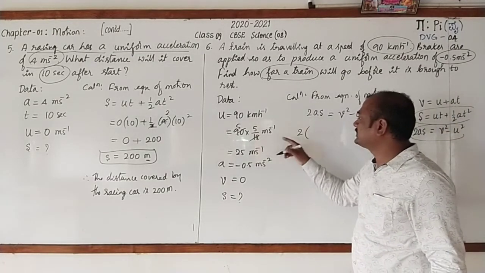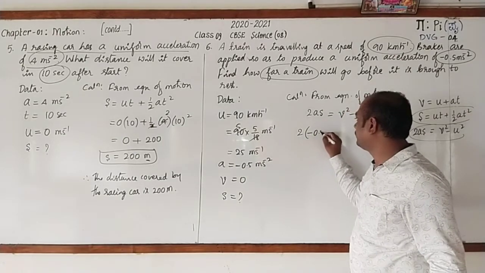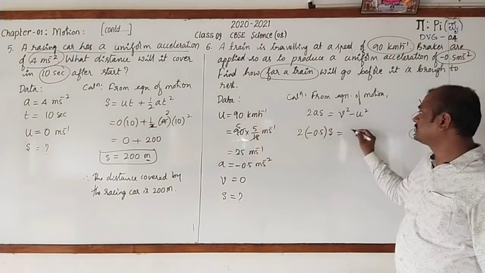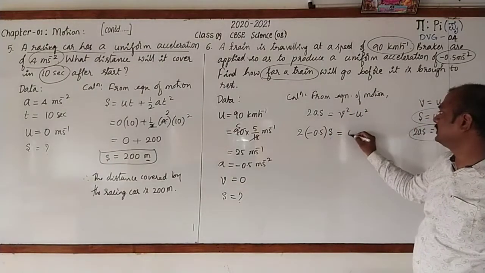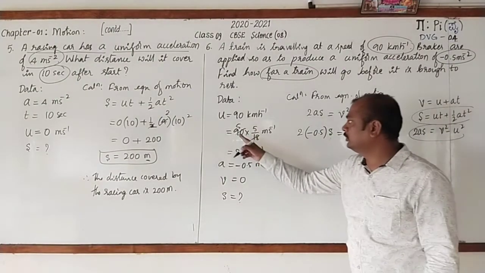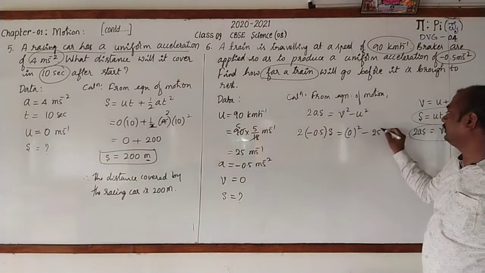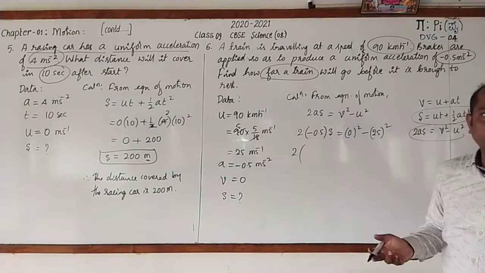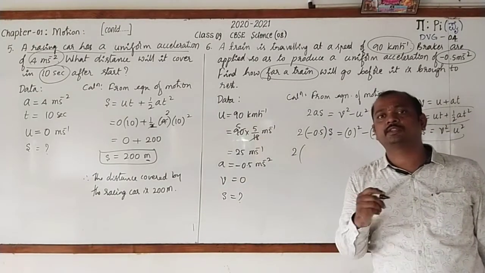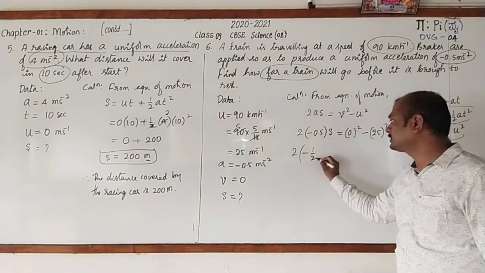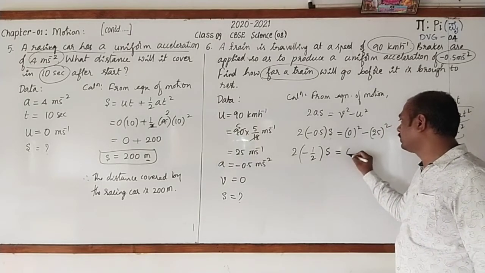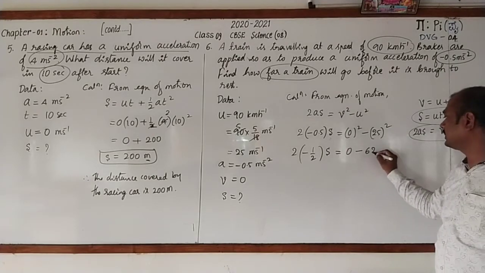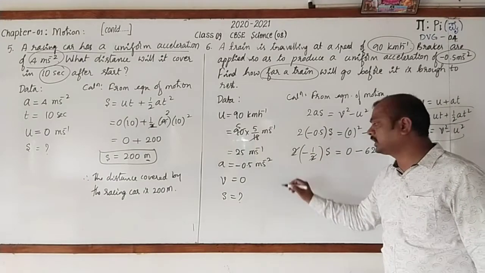Now 2 into what is a? A is minus 0.5, into s, which is unknown. It is equal to v, final velocity 0, whole square, minus u, initial velocity, it is 25 whole square. Now 2 into 0.5 can be written as 5 by 10. 5 by 10 is nothing but 1 by 2. I write minus 1 by 2 into s equal to 0 whole square, 0, minus 25 whole square, it is 625.